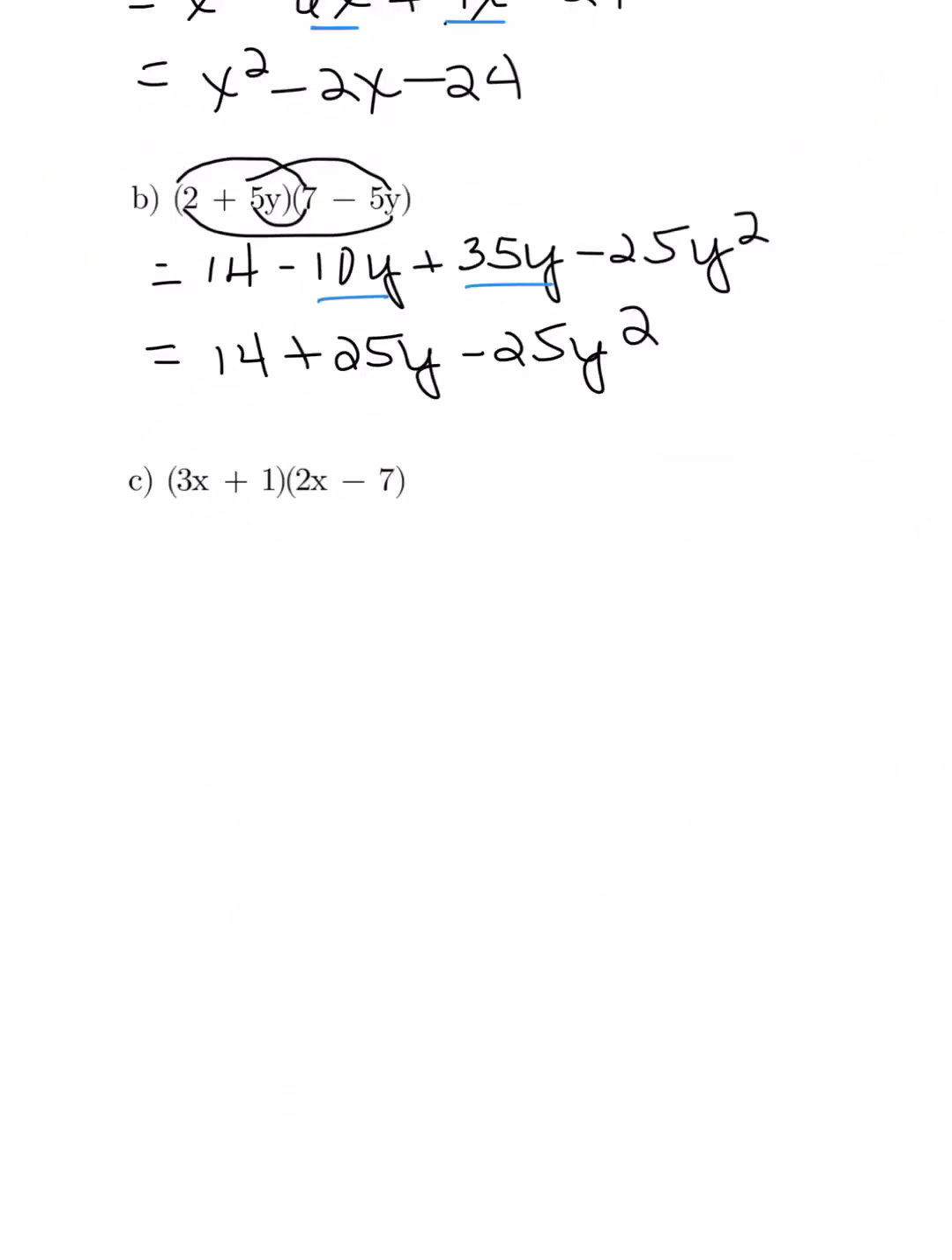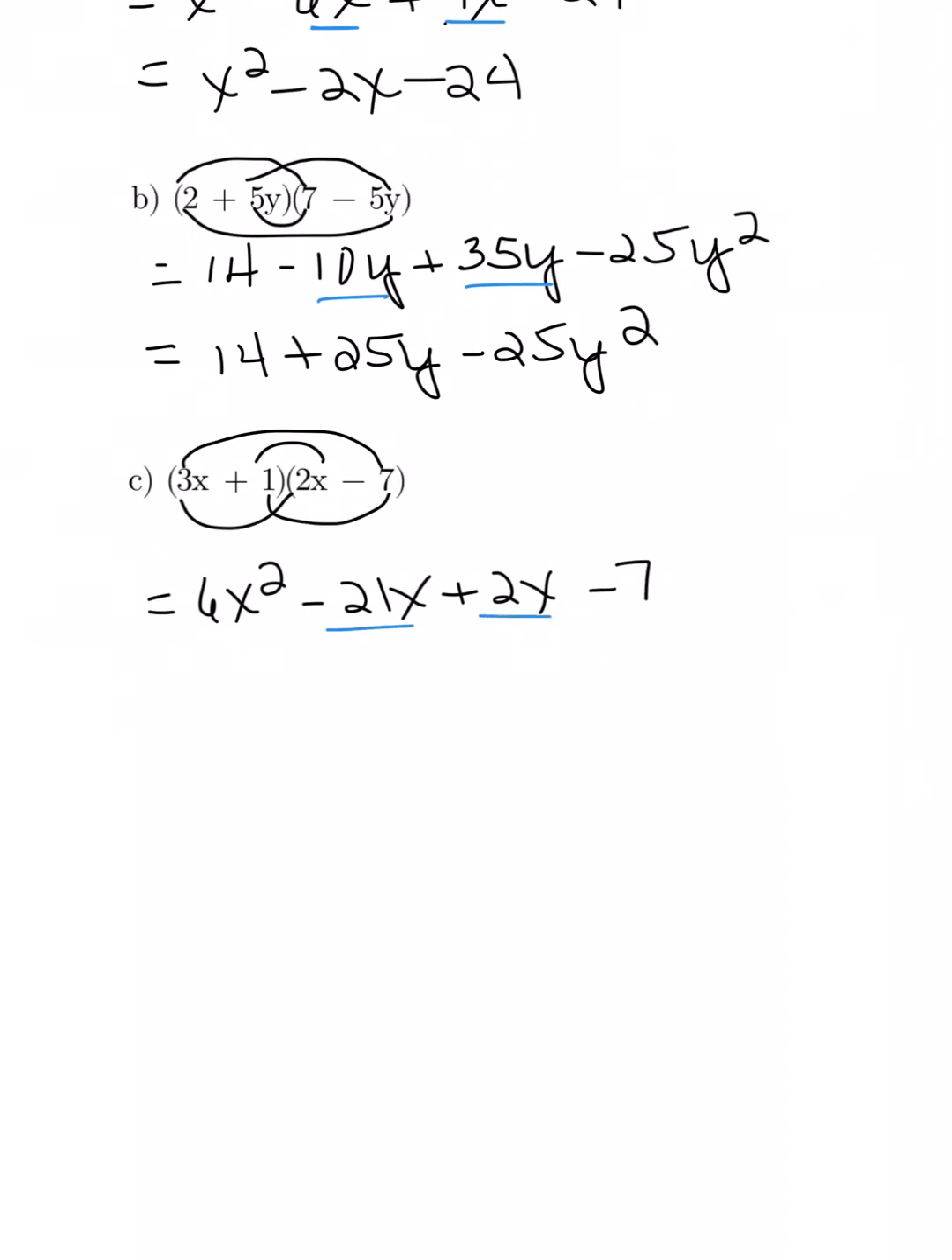On C, if we take our first times our first, we will get 6x squared. Our outsides will give us negative 21x. Our insides give us positive 2x. Our lasts give us negative 7. Combine the like terms, you will have 6x squared minus 19x minus 7.